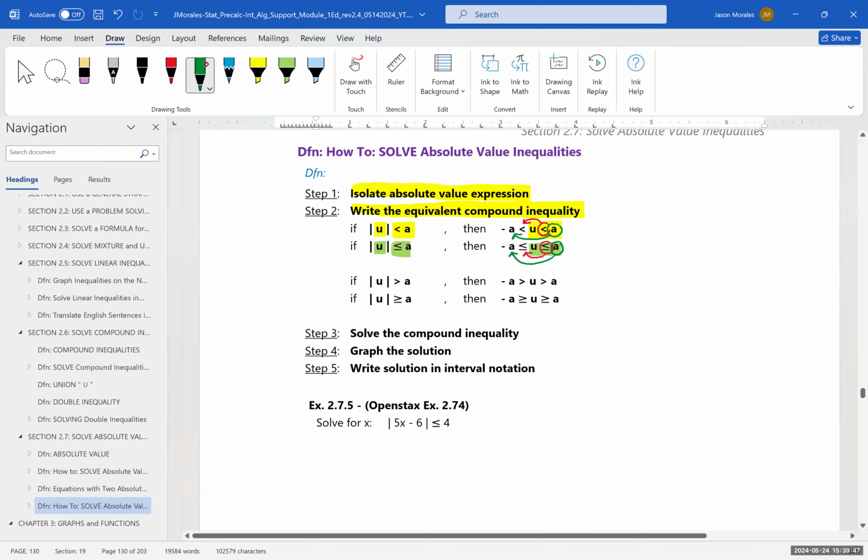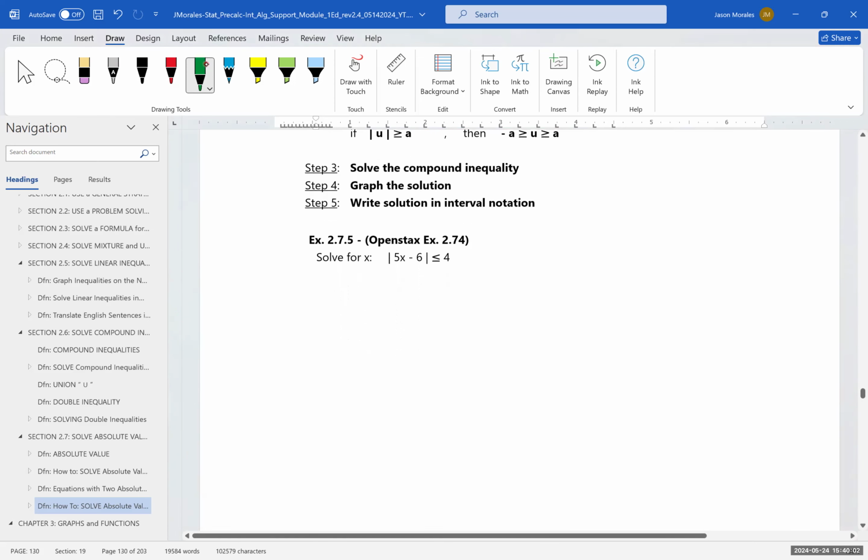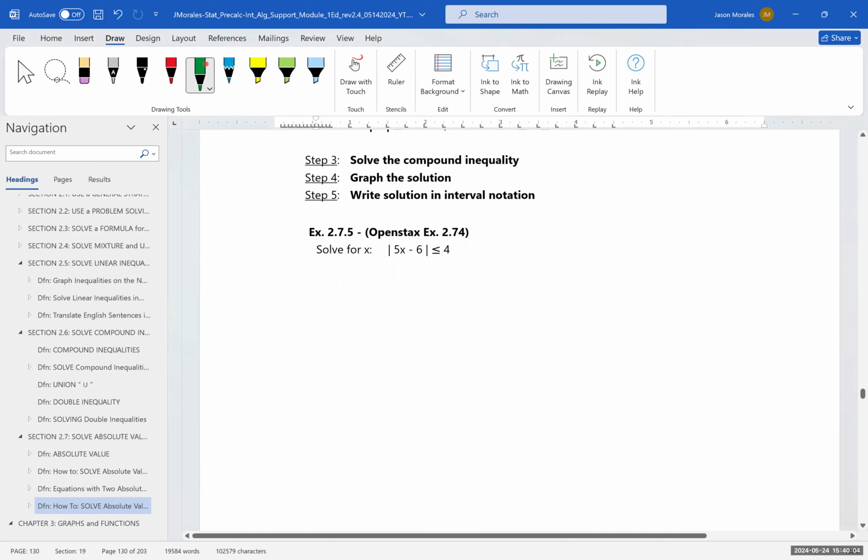Step three is to solve the compound inequality with the skills and techniques you learned earlier. Graph the solution and write the solution in interval notation. So let's look at this with an example. We've got example 275.